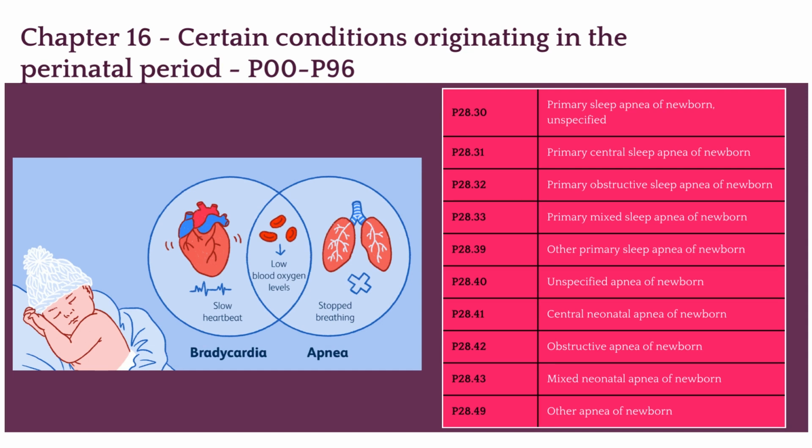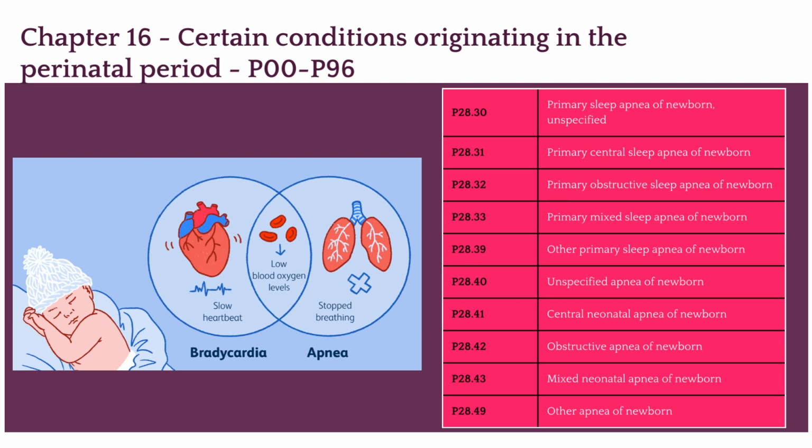The next chapter, chapter 16, certain conditions originating in the perinatal period, has one update for codes related to apnea and sleep apnea of the newborn. There are 10 new ICD-10-CM codes which were created for the financial year 2023 to identify the specific types of sleep apnea and apnea of prematurity. This apnea of prematurity is something which occurs outside of sleep.